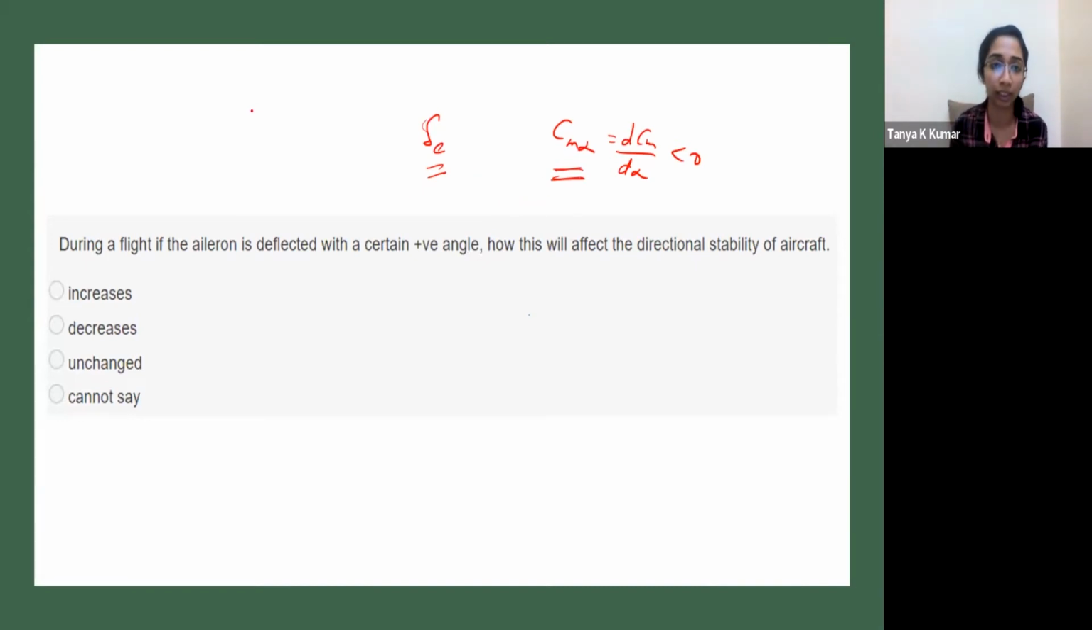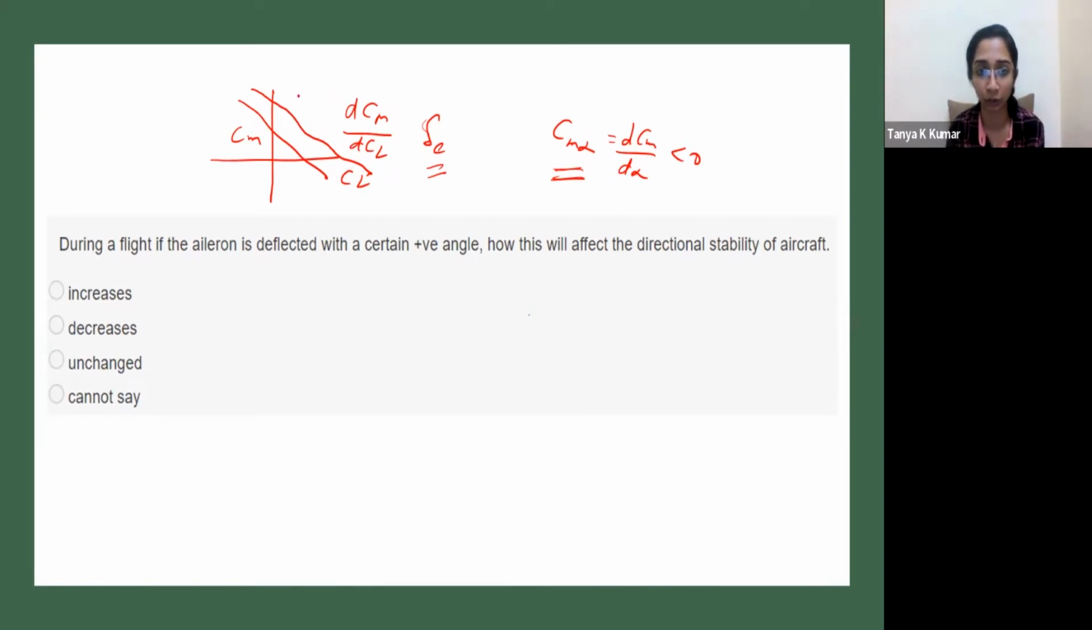We remember the purpose of control. If this was your Cm versus CL graph, the delta E deflection just translates the graph to a different location. It does not change dCm by dCL, which is an indication of stability. Delta E deflection does not change dCm by dCL, does not change dCm by d alpha, right? It only translates the graph, so you are able to trim at a different CL. That is the only thing that this delta E does.